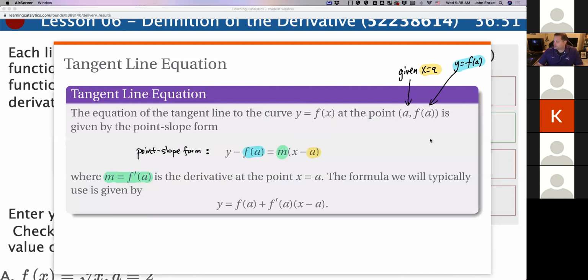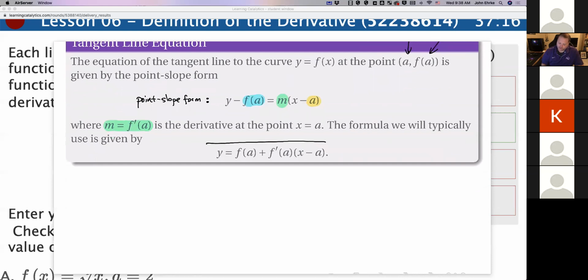So there are three pieces to this formula: the y value you're taking the tangent at, the x value you're taking the tangent at, and the slope. So you'll be given the x value and the y value, and you'll use those to find the slope. And we're going to find the slope using that limit calculation that we just got through doing. But we're going to do it for a slightly easier example on this next problem.